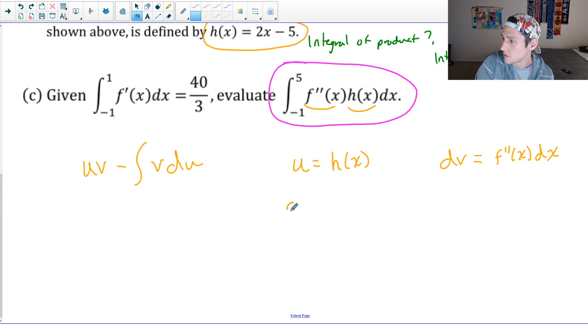So let's take the derivative of u. So du equals h prime. H prime we decided is 2. So that's 2 dx. All right, we always get the du dx on the left, but then just multiply the dx over to the right.